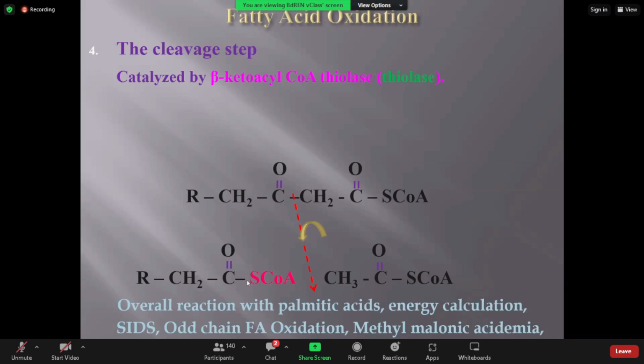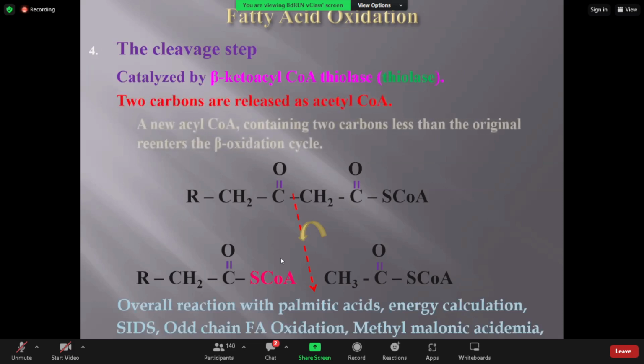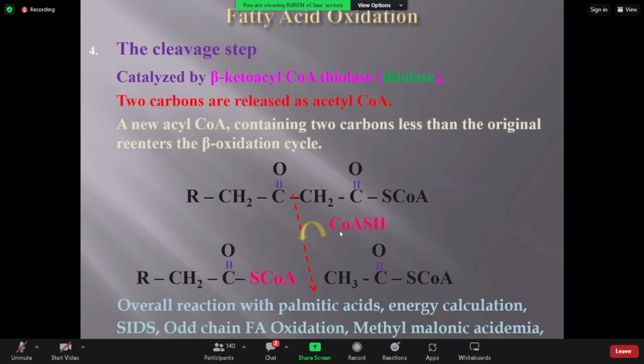So this coenzyme should be linked here, and for this reason the reduced coenzyme A is required. So in the inner mitochondrial membrane, this reduced coenzyme A is present, and in the presence of this reduced coenzyme A, the enzyme beta ketoacyl thiolase will catalyze this reaction to cleave these two carbons and release them from the chain of the fatty acid.